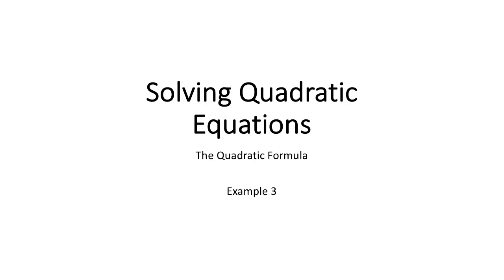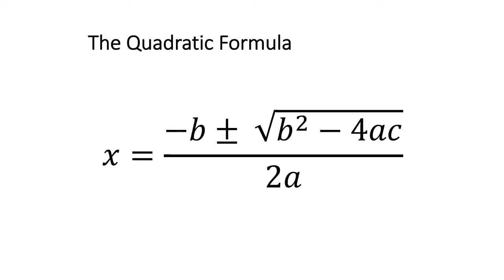This video will have a look at an example of how to use the quadratic formula to be able to solve a quadratic equation. The quadratic formula is x equals negative b plus or minus the square root of b squared minus 4ac, and we divide that by 2a. Using this quadratic formula, you are able to work out two different values of x. These values of x will be the solution to the quadratic equation that we are trying to solve.